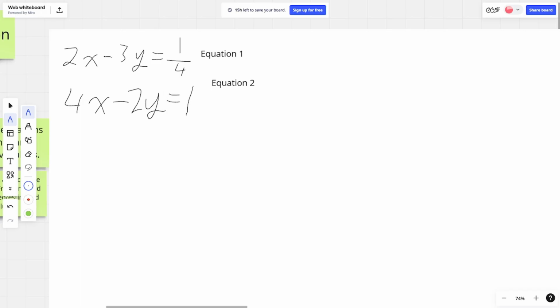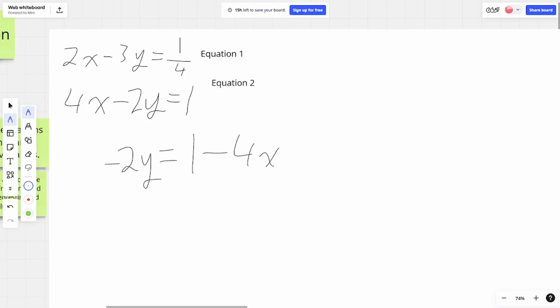Now, since both equations are fairly complex, it doesn't really matter which variable you want to isolate or which equation you want to start with. I'll start this time with equation number 2. 4x minus 2y is equal to 1. I will isolate for y, and you can also choose x. It doesn't really matter. And then I will substitute y into our first equation. So this will look like 1 minus 4x is equal to negative 2y.